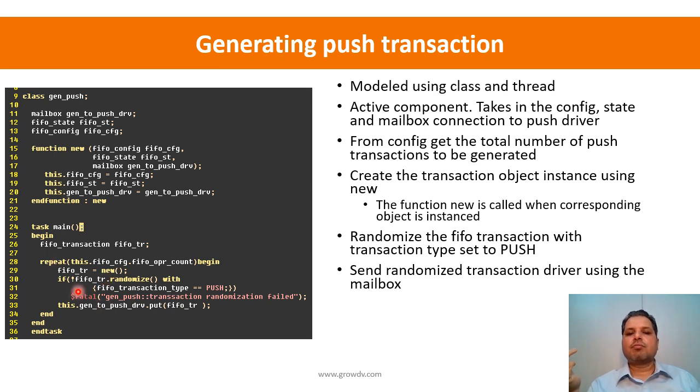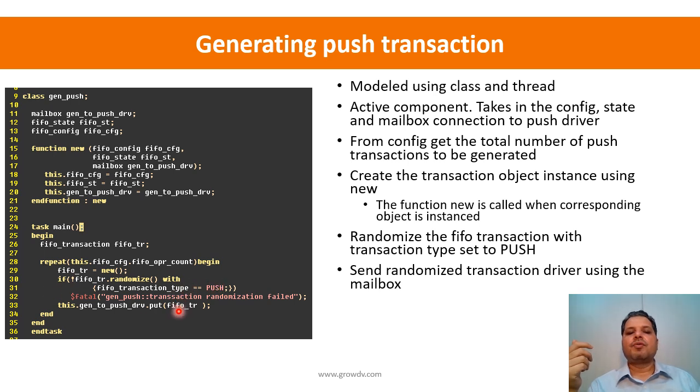So it's always important to check if the randomization is successful, and if it is successful, then we can take that particular class and consider that the variables we declared as rand have legal values. If not, then we will have to terminate the simulation or take some action, all right? So here we are checking that if it's failed, then we indicate it has failed. And what we are saying is, the transaction type should be push.